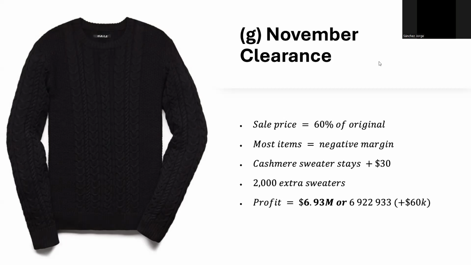As a result, the model produces an additional 2,000 cashmere sweaters, and then sells them in November, raising profit to 6.93 million, or to be more exact, $6,922,933. This scenario shows that clearance sales are useful, but only for specific high margin items. Dumping everything at a discount wouldn't work, and it would only lower your profits.